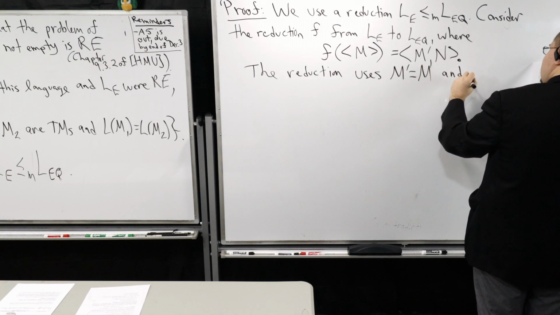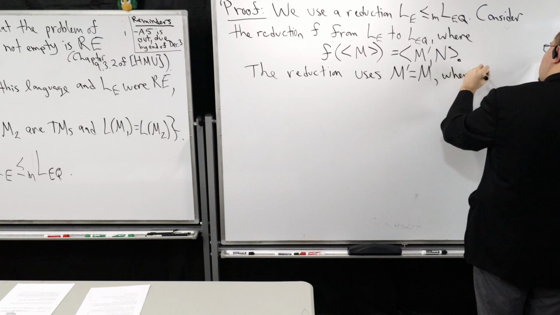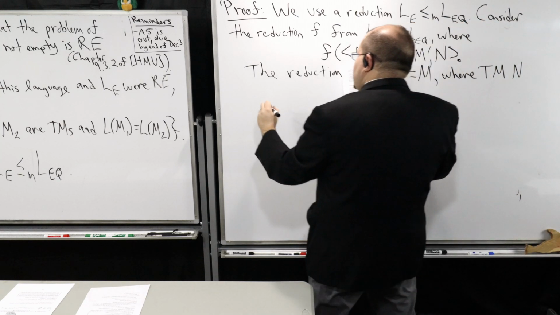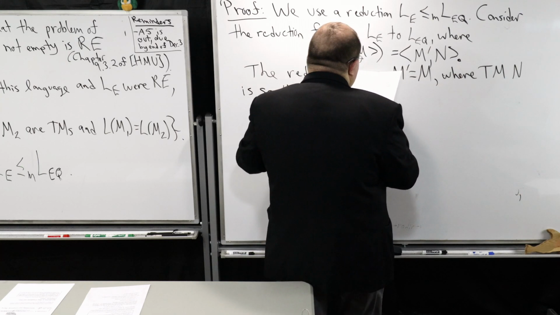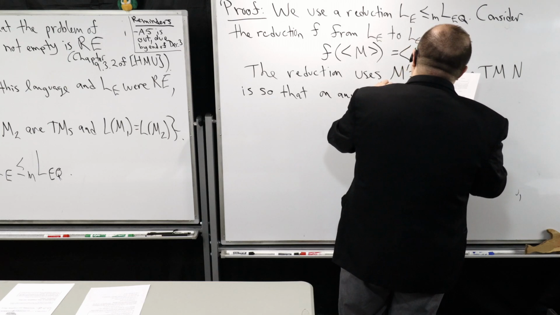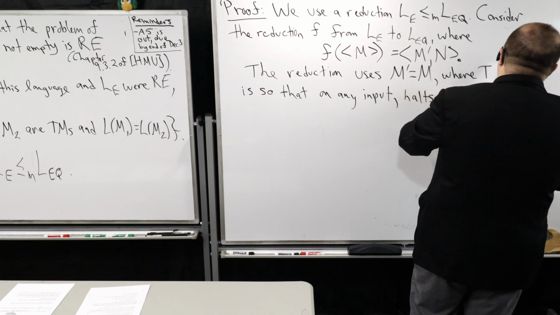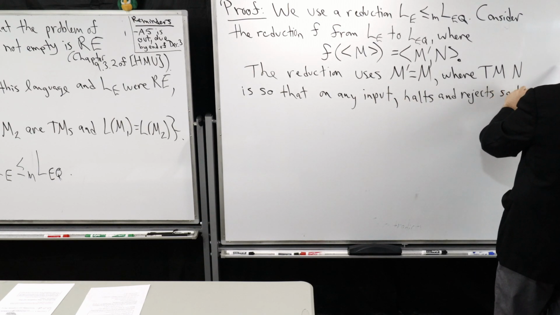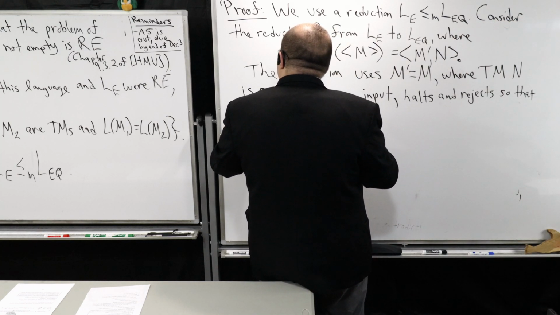And I'll say, let's go where, Turing machine N is so that on any input, it halts and rejects. So that the language of N is empty.